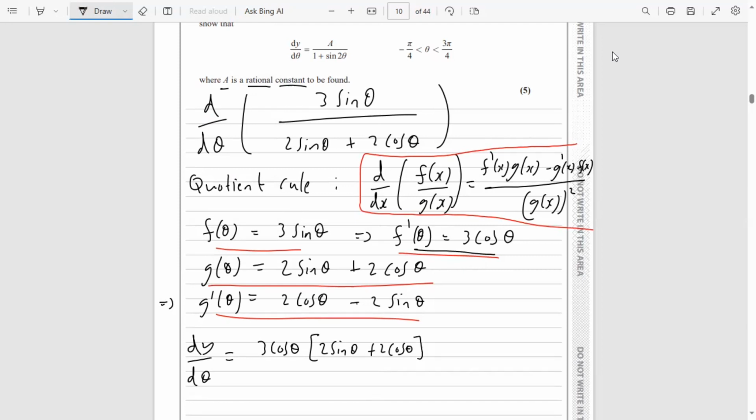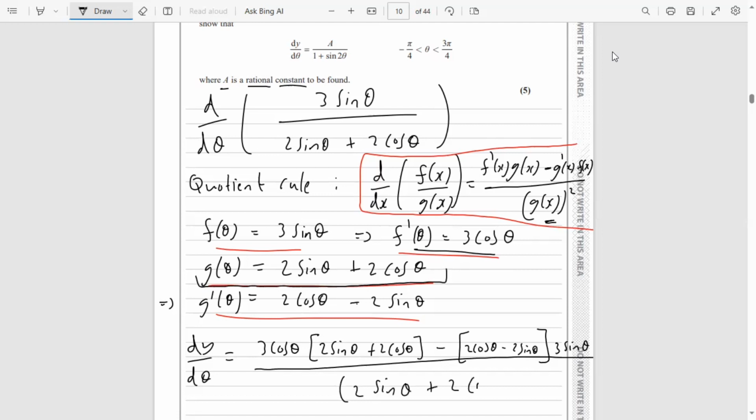So there's a minus sign in our formula there. So minus sign, and then g dash theta, which is this thing here. So it's 2 cos theta minus 2 sine theta. And then we're going to times that by f theta, which is this 3 sine theta. So 3 sine theta. And then we're going to divide that all by g theta squared. So this part there. So we look at our g theta, so this result there, and we're going to square it. So 2 sine theta plus 2 cos theta all squared.